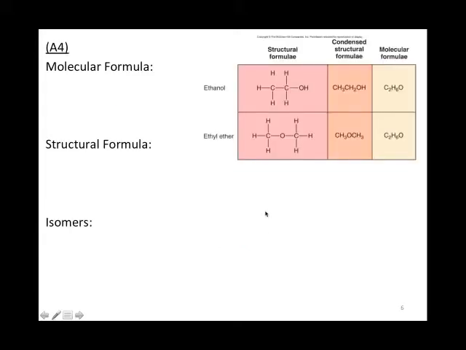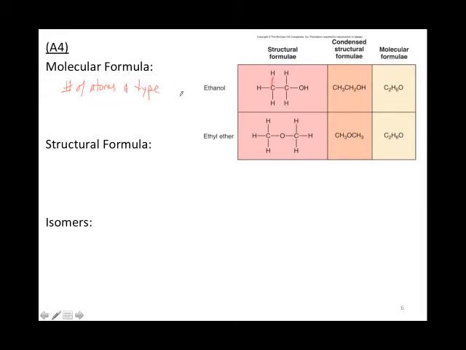Let's talk a little bit about what we call formulas here. When we talk about a molecular formula of a molecule, we're talking about the number of atoms and the type. So if we look at our example here, ethanol. If we look at ethanol, the molecular formula for ethanol is C2H6O, meaning that it has 2 carbons, 6 hydrogens, and 1 oxygen. Look at ethyl ether. Well, we'll get back to that.